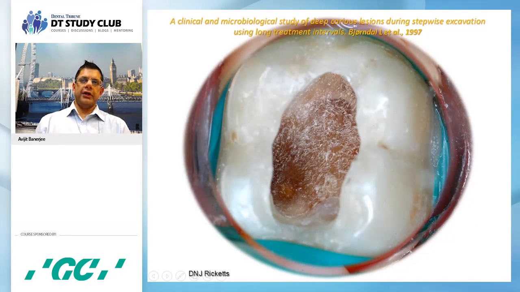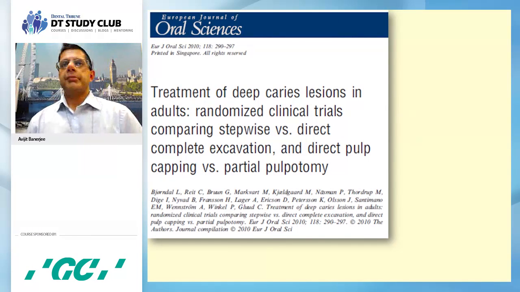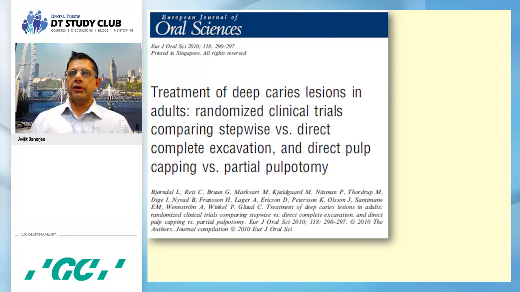The argument to say now is if these restorations are sealing so well and the quality of the chemistry is so good, why do we need to go back in for the second visit? Why don't we make that provisional restoration the definitive one? And people have studied this, and Lars Bjorndal and his colleagues published an elegant paper about 5 years ago in the European Journal of Oral Sciences, where they did a real-life trial looking at sort of minimally invasive caries removal versus sort of conventional and complete excavation.